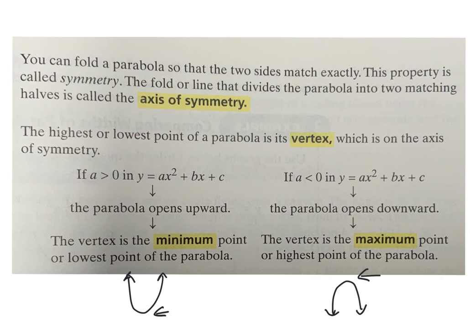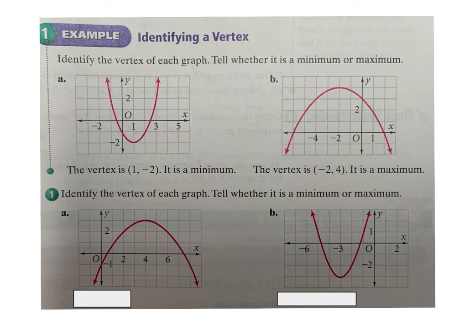All right, let's look at how we use this, identifying it. It says identify the vertex of each graph. Tell whether it is a minimum or a maximum. So when you're identifying the vertex, you are literally going to look at the point where it turns. And so we're going to see this one right here. This is where it turns. And so that was the vertex, which is (1, -2). And because it points up, meaning every other point on the graph is higher, which would be up here, then that point is a minimum.